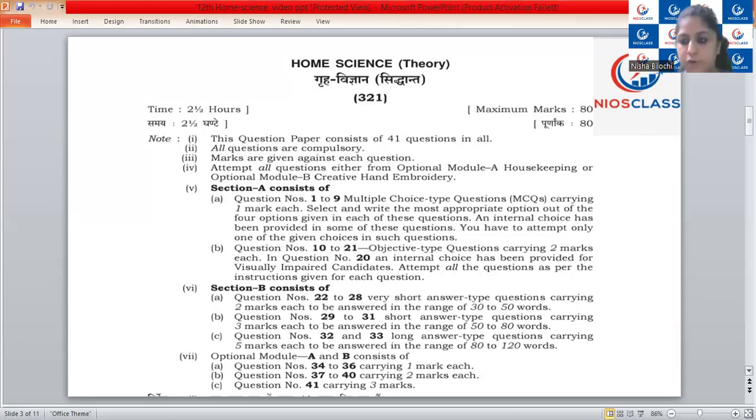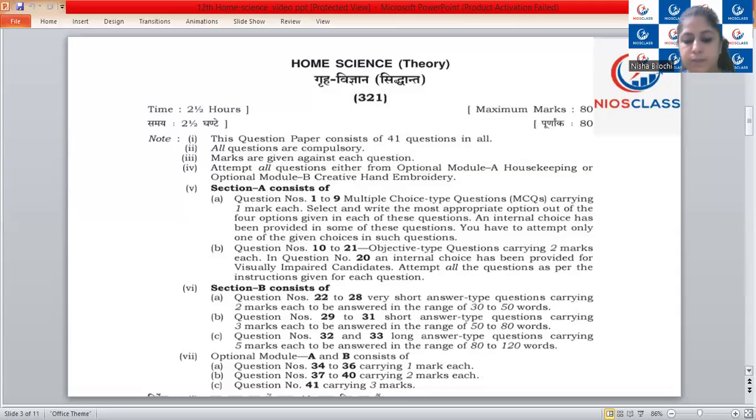Then we have the optional module which I've already explained. You will find it from question number 34 to question number 41. In section A, you will basically get MCQs, multiple choice questions, where there will be 4 options and you have to choose the correct one. Each question here carries 1 mark. Whereas from question number 10 to 21, there will be objective type questions carrying 2 marks each. In question number 20, there will be an internal choice as we have the optional module, so you can choose according to your module.